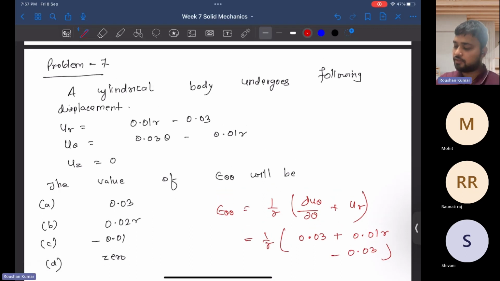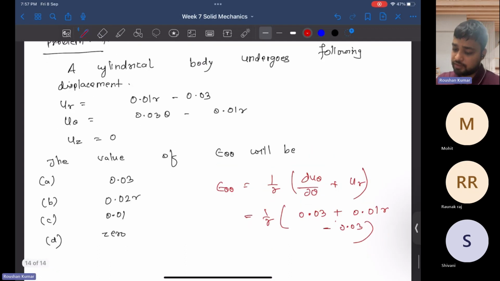So del u theta upon del theta is 0.03, and u r is 0.01 r minus 0.03. Del u theta upon del theta is only 0.03, so this will cancel out, and 1 by r with r cancels out. The correct option is option C, 0.01.